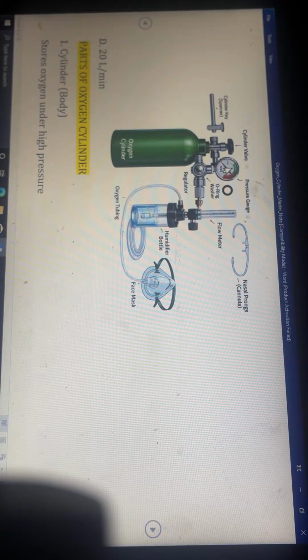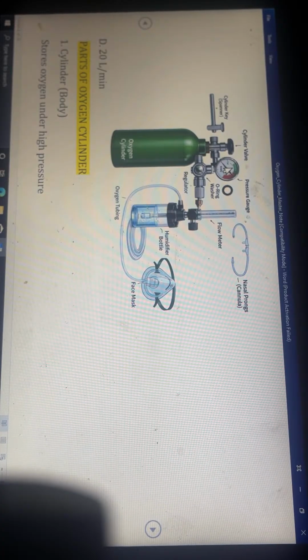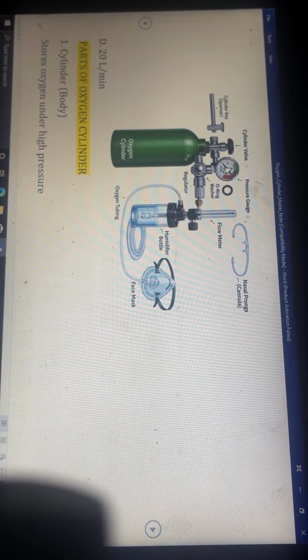So when there is oxygen inside the cylinder, the pressure gauge will be leading. When it is full, it will tell you that the oxygen cylinder is full. When it is empty, it will tell you it is empty. When it is half, it will show you that it is half. So we note that by looking at the what? Pressure gauge. It tells us the amount of oxygen inside the oxygen cylinder.